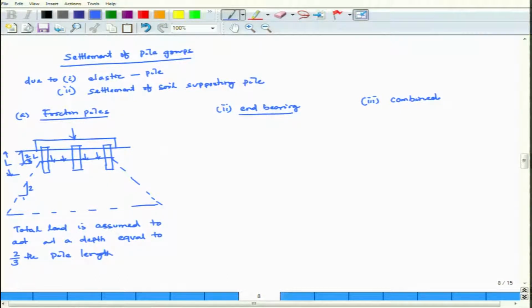Are you getting? For friction pile, suppose this is a pile group, load has been applied, let us say Q. In case of friction pile, to calculate your settlement, what is the assumptions? Total load is assumed to act at a depth equal to 2/3 of the pile length. If this is my length, this is the 2/3 of the pile length, total load has been applied. Then you take it to 2:1 distributions, then find out what is the settlement at the center, case 1.